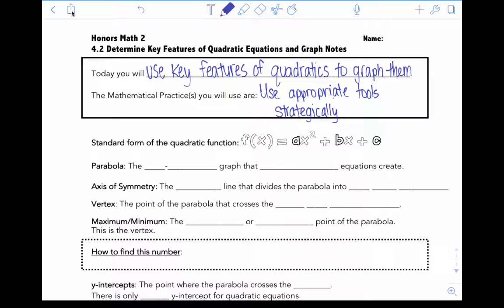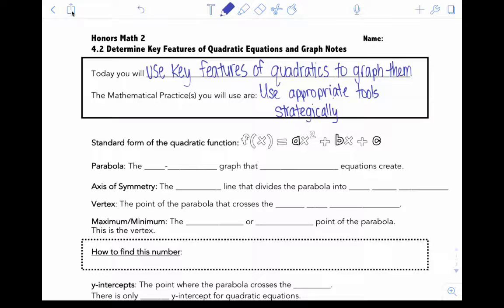Today you will use key features of quadratics to graph those quadratic equations. The math practice you're going to use is use appropriate tools strategically. You're going to use this practice because there are a lot of tools, a lot of pieces of information that you've learned that we're going to put together today in this lesson.